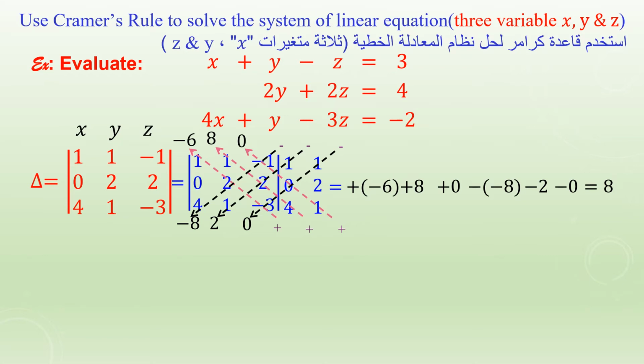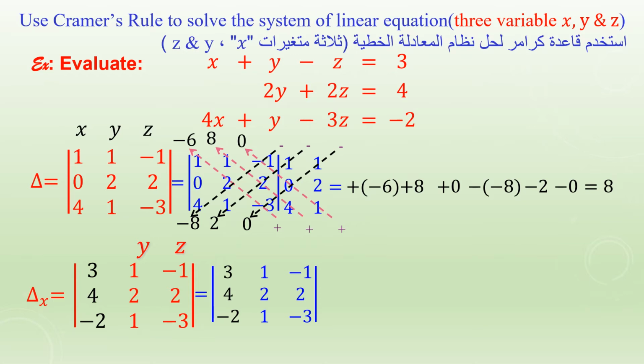For delta x, I change the coefficient of x to the constants. The coefficients of y and z stay the same. I change the coefficient of x to the constants 3, 4, negative 2, and the coefficient of y in the first equation is 1 to 1, and z negative 1 to negative 3.